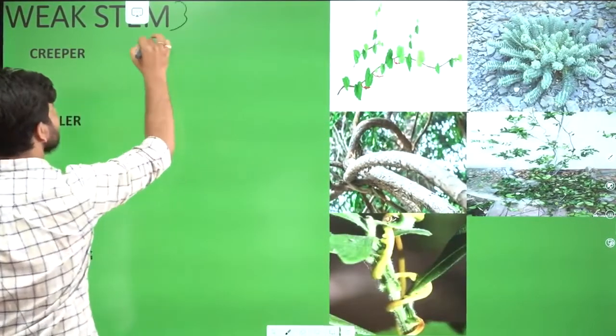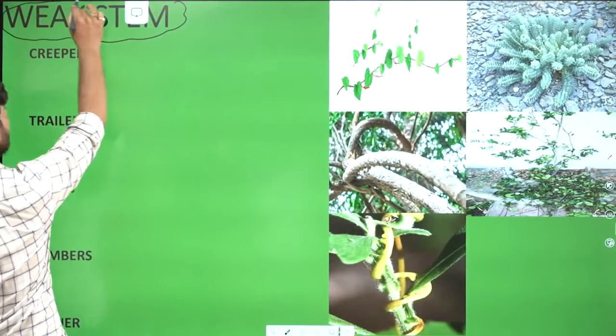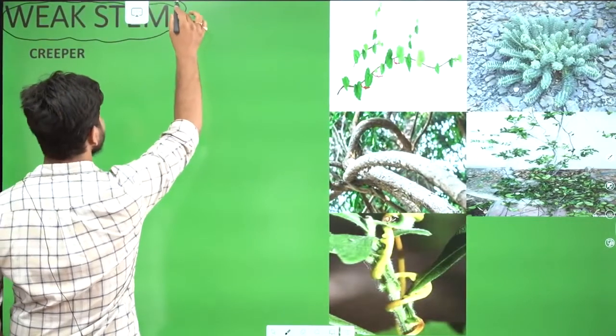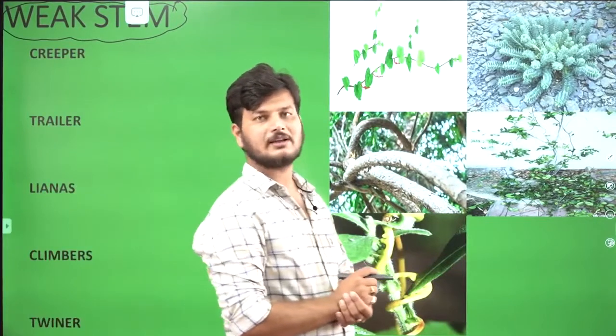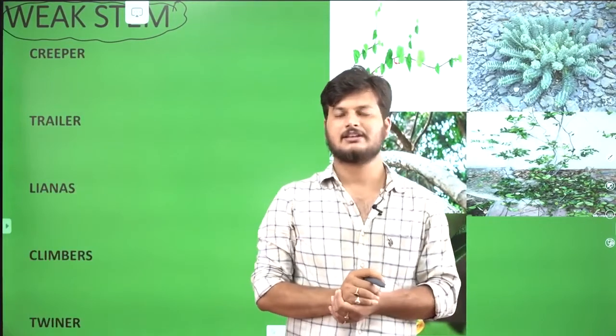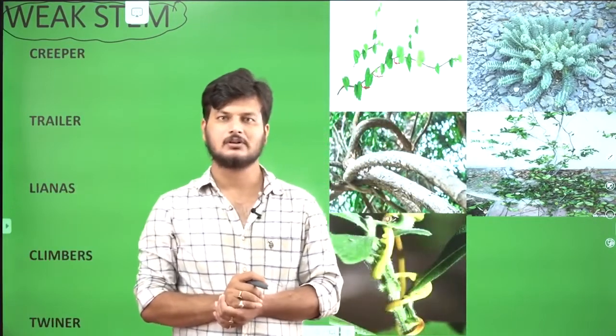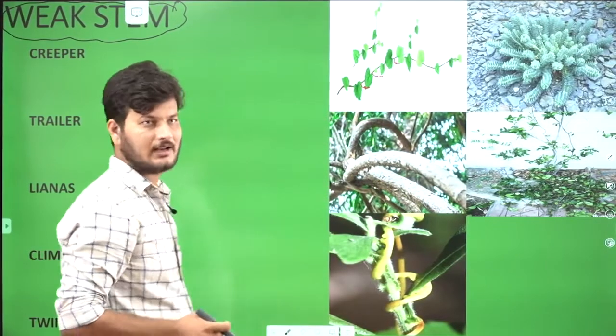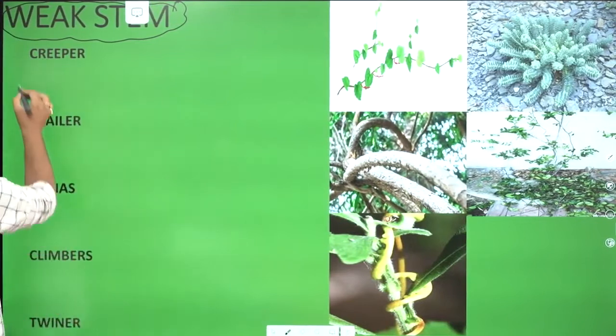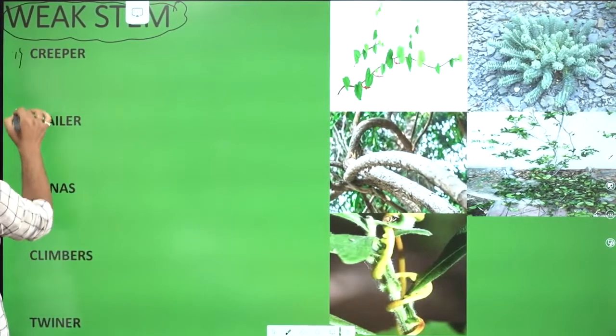As the heading suggests, this type of stem is weak. That's why it cannot keep itself upright. It requires certain support for keeping itself upright, otherwise it will lie on the surface in a prostrate manner. Here I have written a number of examples. There are 5 types of weak stem here.